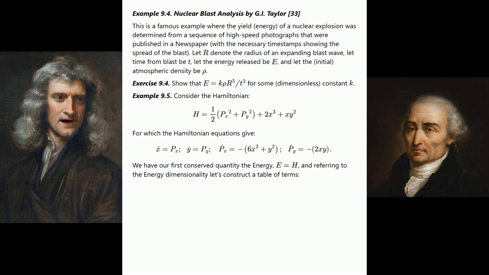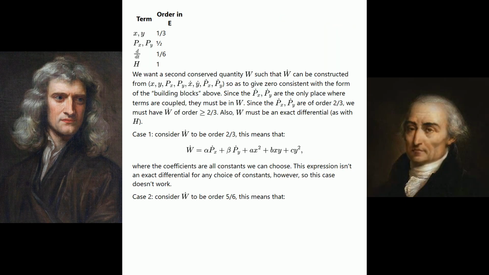Example 9.5. Consider the Hamiltonian. See the equation shown, for which the Hamiltonian equations give. See the next equation. We have our first conserved quantity, the energy, E equals H, and referring to the energy dimensionality, let's construct a table of terms. Term, order: x, y, 1/3; p sub x, p sub y, 1/2; d over dt, 1/6; H, 1.